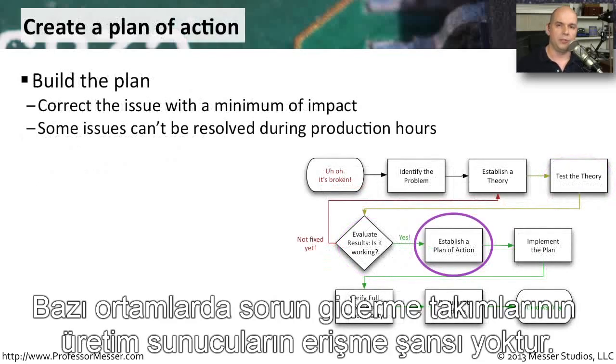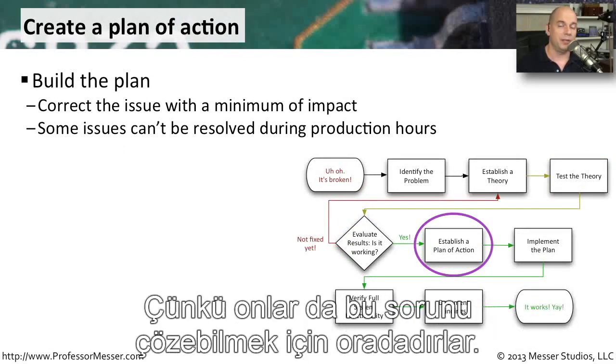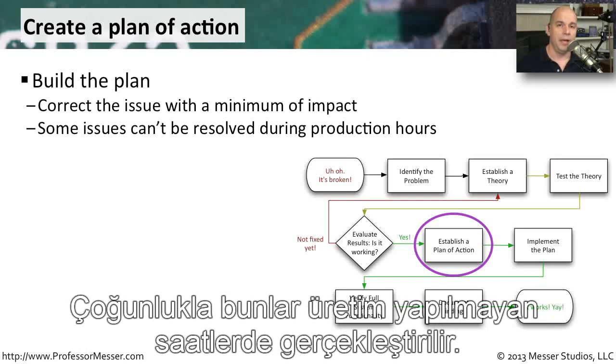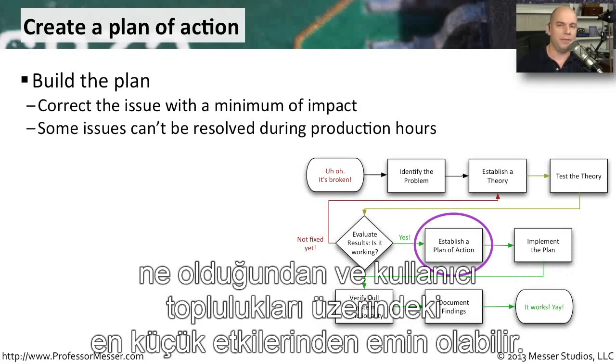In some environments, the troubleshooting team doesn't have access to the production servers, so you have to write up some documentation and hand that off to your operations team because they're the ones that are actually going to be resolving the issue. And most of the time, this is done during a non-production hour. You have to schedule maintenance and schedule some change control so that everyone knows exactly what's going to be done and it's going to have the smallest impact on your user community.